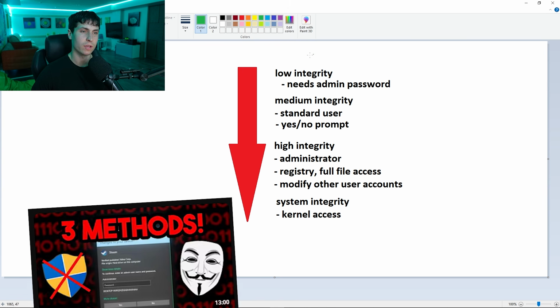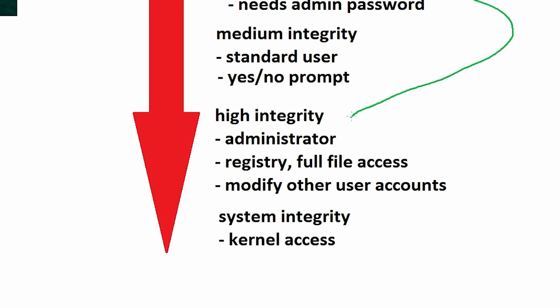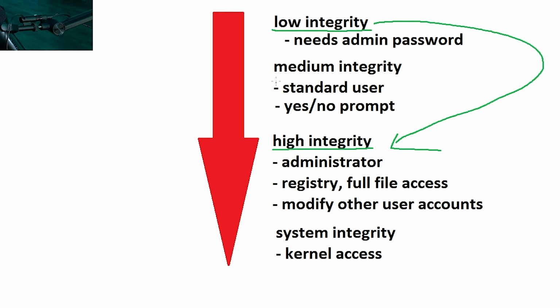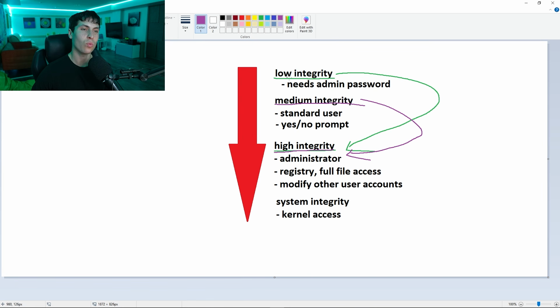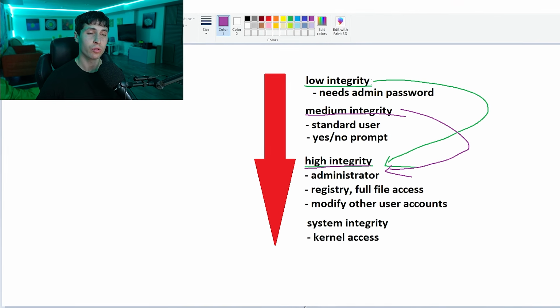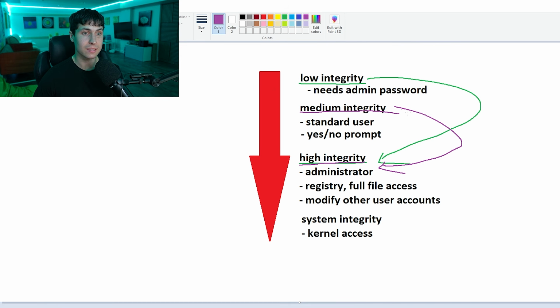So I already have a video on my channel where I show how to get from low integrity to high integrity. But what I'm going to be showing you today is how to go from medium integrity to high integrity. If you watch that other video, you'll see that I show 3 methods, and some of them take a little bit of finessing, but this method works like 100% of the time.